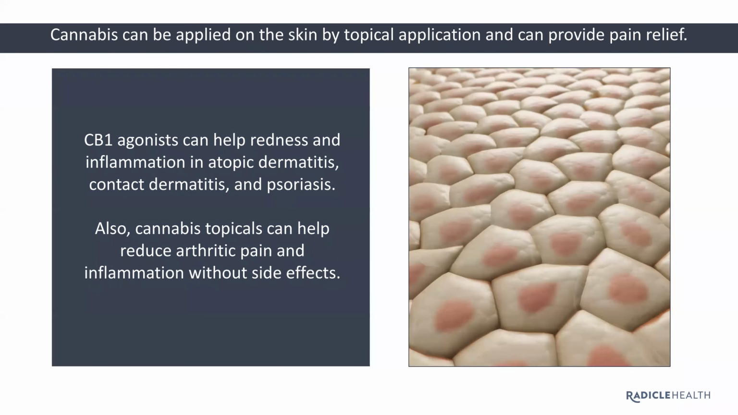We also know that CB1 agonists can help with redness and inflammation in atopic dermatitis, contact dermatitis, and psoriasis. So using a cannabis topical may help reduce some of the inflammation with those skin conditions. It can also help reduce arthritic pain and inflammation without side effects. Of course, the deeper the arthritic pain, the harder it will be to treat with a topical.